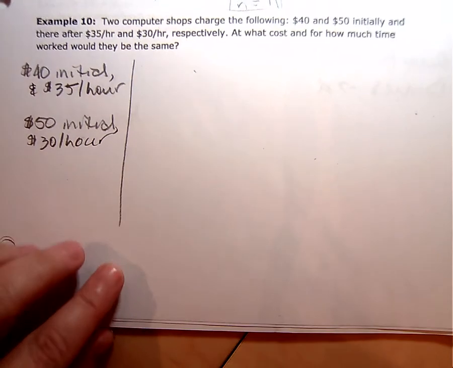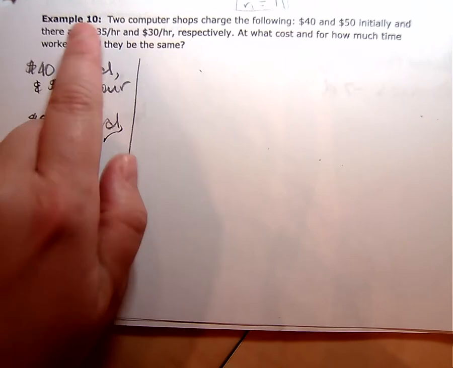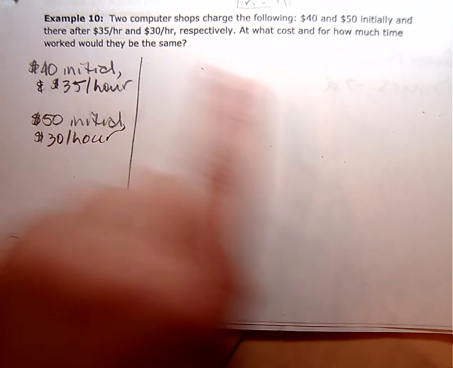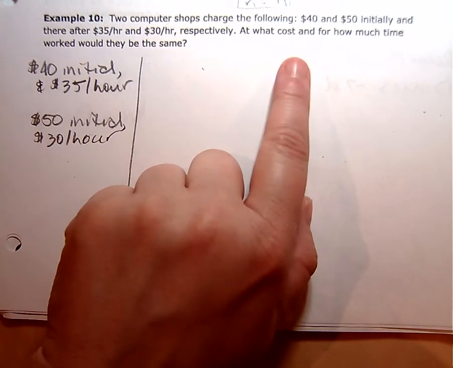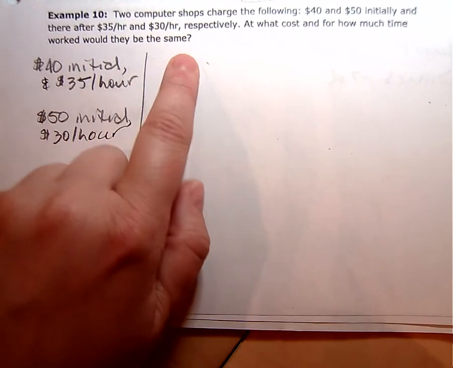Okay, let's take a look at two computer shops charging the following. One charges $40, the other charges $50 for an initial visit, and then thereafter, the first one charges $35 an hour and the second one $30 an hour. That's what respectively means. The first number goes with the first number and the second number goes with the second number. So, at what cost and for how much time worked would they be the same?